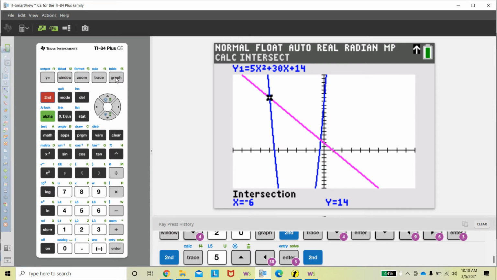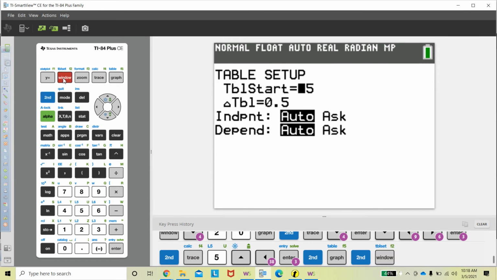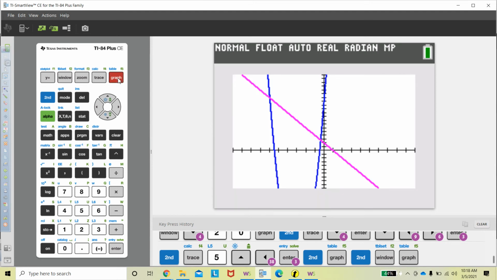So if we just look at our table of values, let's actually hit second window. And all of you, I want you to read above the window button and see what it says. What does it say above the window? Table set. So if I want to set my table, second window, right? Because that's how I get the table set. So my table starts currently at negative 5. I'm going to look at my graph real quick and just count over.